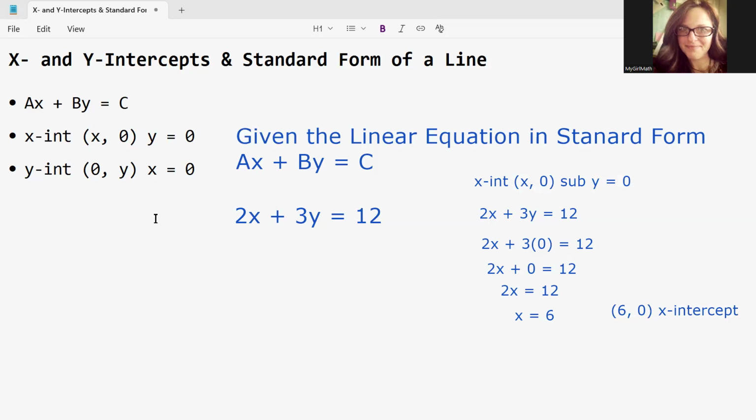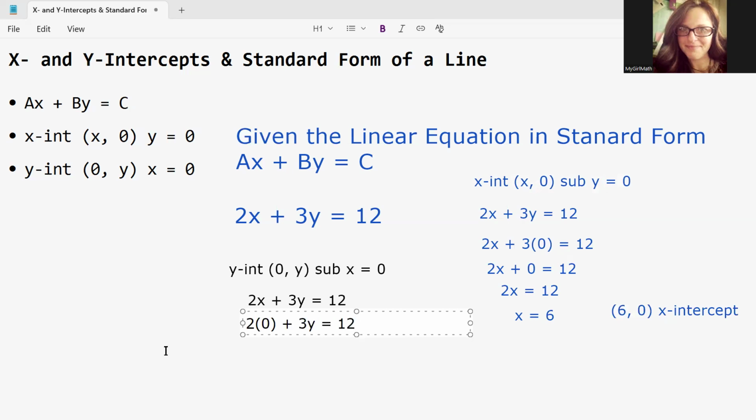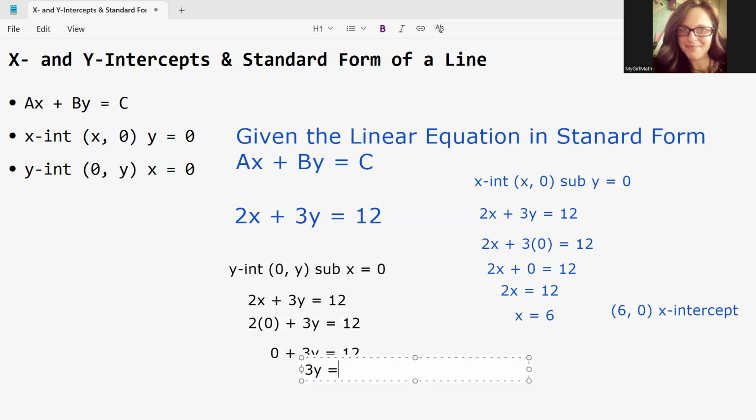Now let's do the y-intercept. For the y-intercept, we'll substitute 0 in for x. Substitute 0 in for x to solve for y. We'll divide by 3, and our y-intercept is 4. 0 comma 4 is our y-intercept.